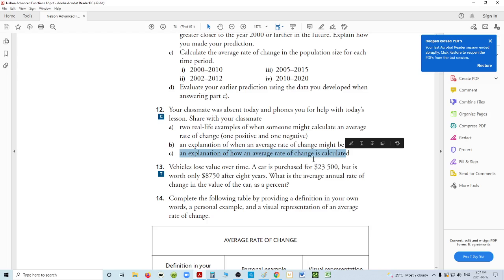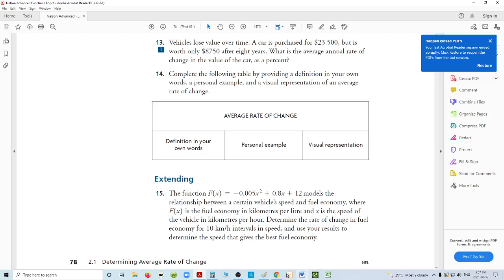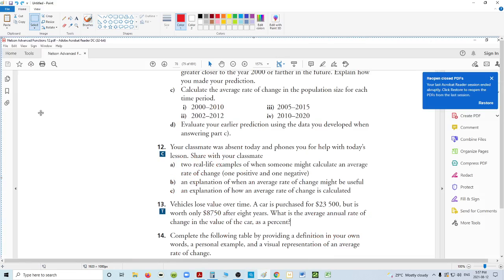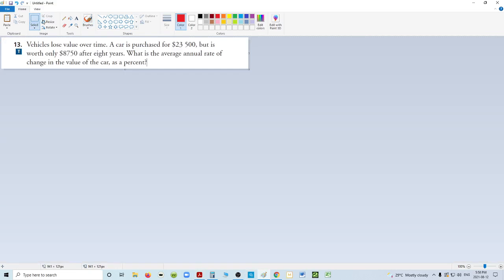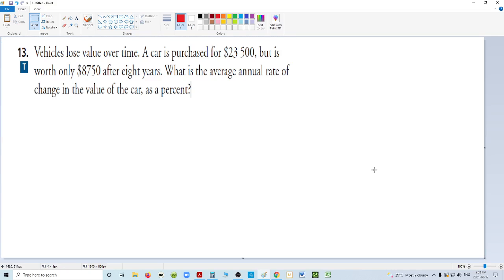Vehicles lose value over time. A car purchased for this much, but is worth only this after 8 years. What is the average annual rate of change for the value of a car as a percentage? Oh, tough. And I'm not going to do 14. That's a tough one. It's an interesting one, and it's a valuable lesson. Cars always are a bad investment. And that's how you know people are crazy, because it's the first thing they want to buy. The first thing you should be buying is real estate or stocks.